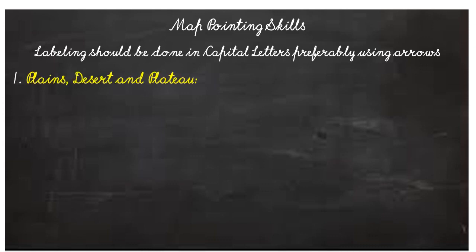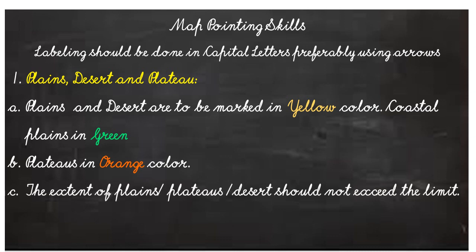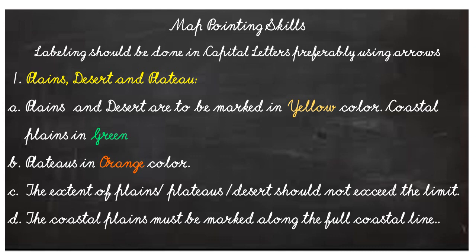Now we will see the guidelines for marking plains, plateaus and desert. First one, plains and desert are to be marked in yellow color. You have only one plain, that is Indo-Gangetic Plain, and one desert, that is Great Thar Desert, that should be marked in yellow color, whereas coastal plains must be marked in green color. Plateaus must be marked in orange color. The extent of plains, plateaus and desert should not exceed the limit. The coastal plains must be marked along the full coastal line.